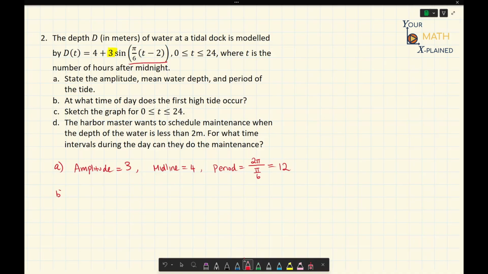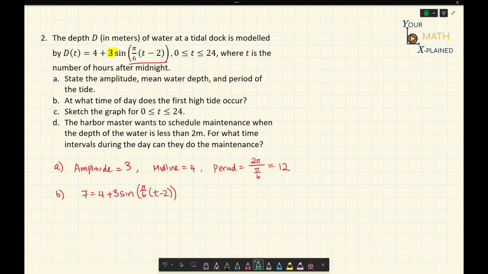Now for part B, we're asked to find what time of the day does the first high tide occur. So there's actually a couple ways to solve for that. Since we know that the midline is 4 and the amplitude is 3, we know that the maximum, which is going to be the high tide, is going to be equal to 7. So we can actually go ahead and solve the equation 7 is equal to 4 plus 3 times sine of pi over 6 times t minus 2. And we just look for the first t where this equation is true. But there's actually an easier way.